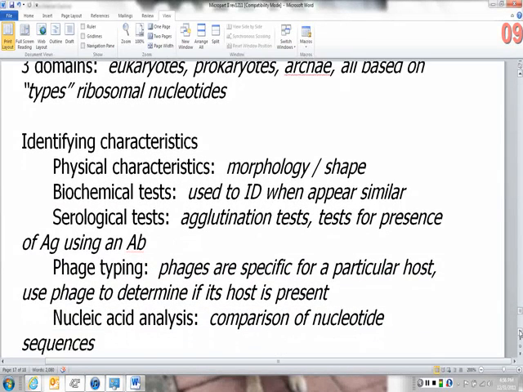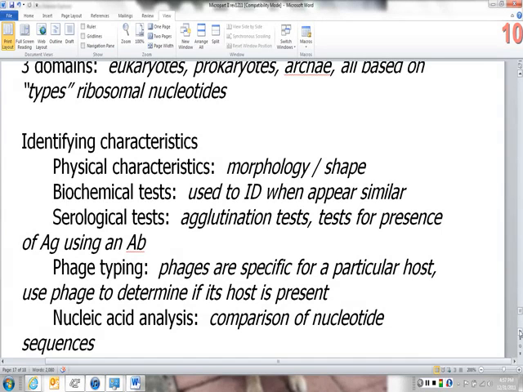Serological tests, such as agglutination tests, will test for the presence of an antigen while using an antibody. Phage typing can be used where phages are specific for a particular host and are used to determine if the host is present. Phages are viruses which infect bacteria.